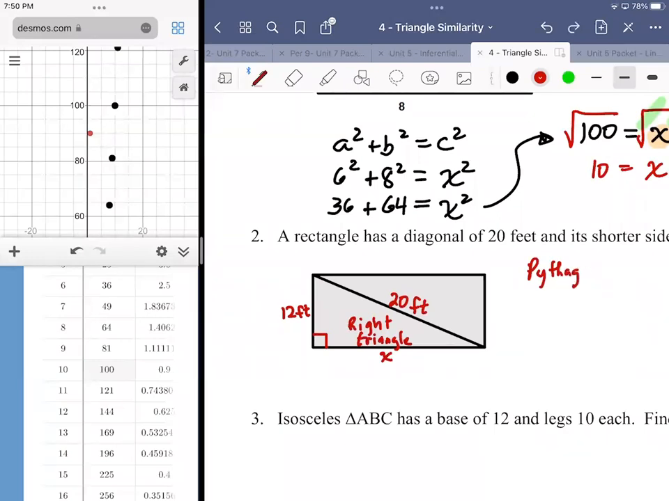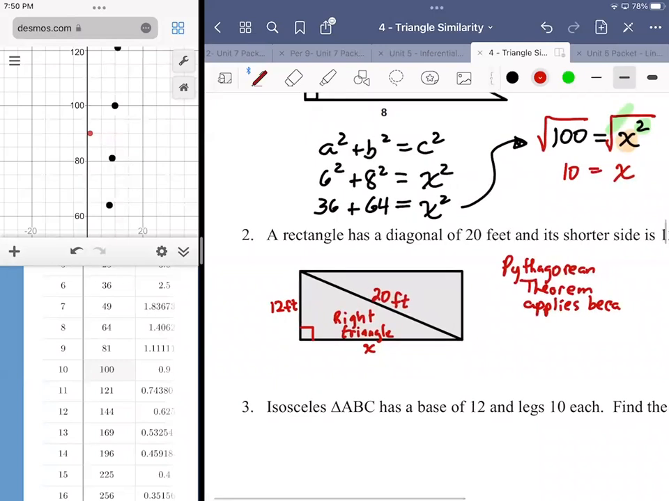So the Pythagorean theorem applies, because there is a triangle with a right angle. I'll write the word out.